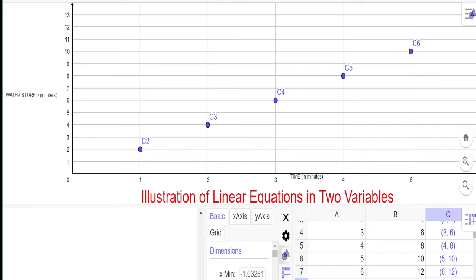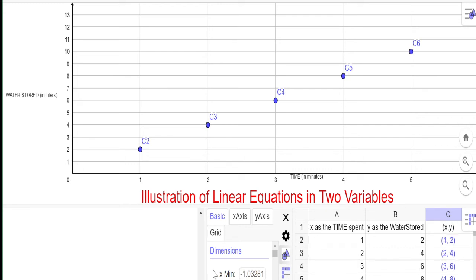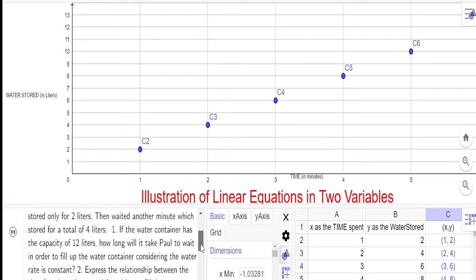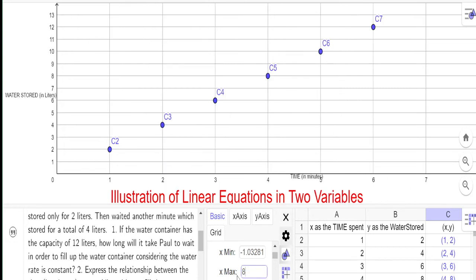Now, the question was, nasagot na natin yung unang tanong, how long will it take Paul to wait in order to fill up the water container? The answer is, for the capacity of the water container to be filled with water by 12 liters, Paul will have to wait for 6 minutes. So, para makita natin, yung maximum ng x is 6 lang, gawin natin 8 ito. Para makita natin. Okay. Ito na.